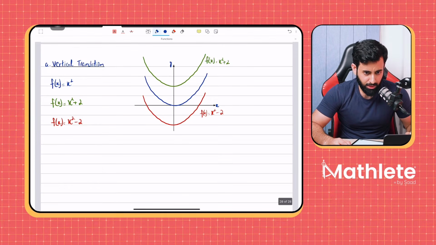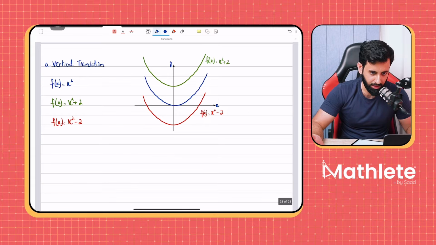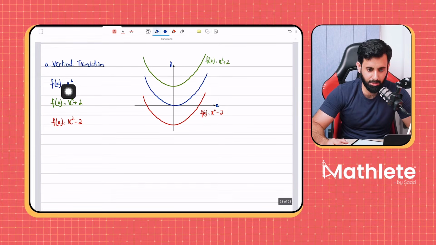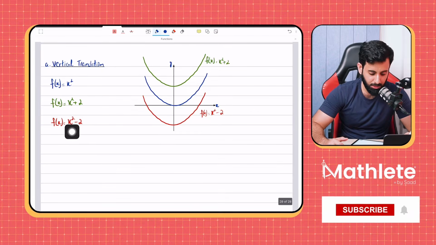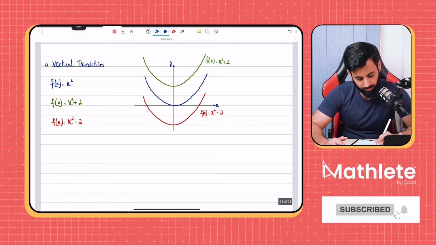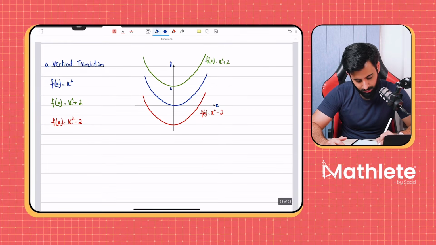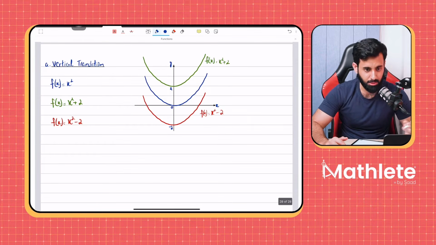Sir, could the number added to x square be considered the y-intercept? Yeah, exactly, because if x becomes 0, what happens? The number that you're left with at the end is the y-intercept. When you have just x square, what's the y-intercept? It's 0. When you have x square plus 2, it's 2. And when you have x square minus 2, it's minus 2. What you pointed out is absolutely correct.